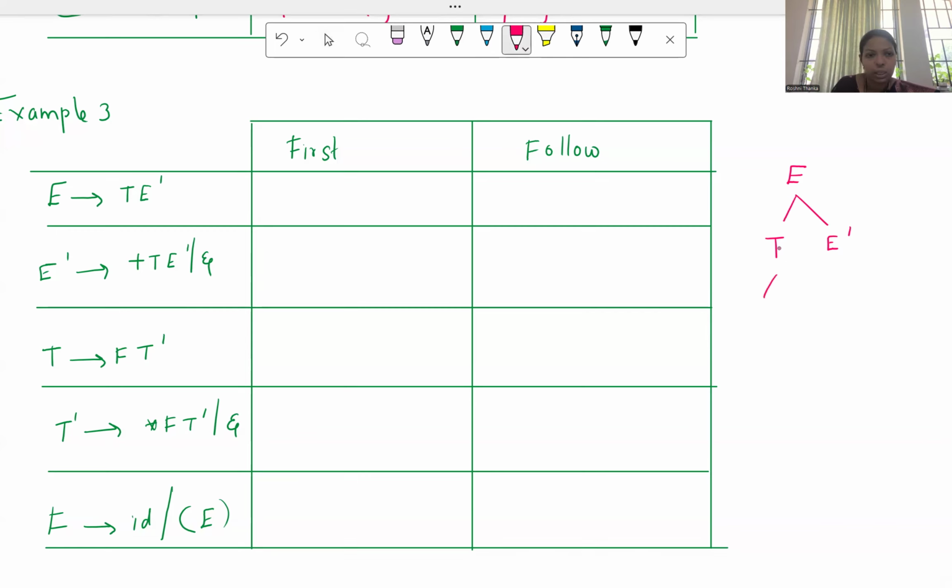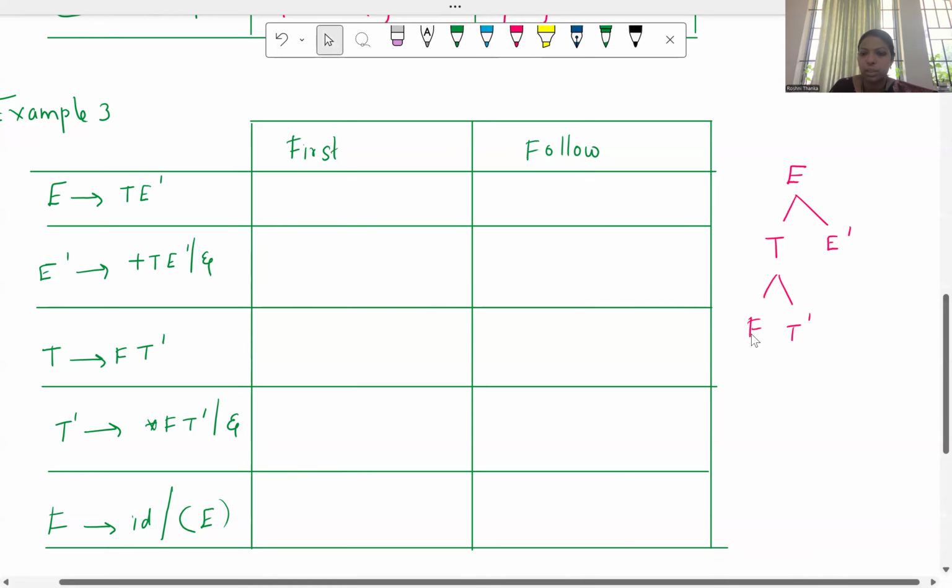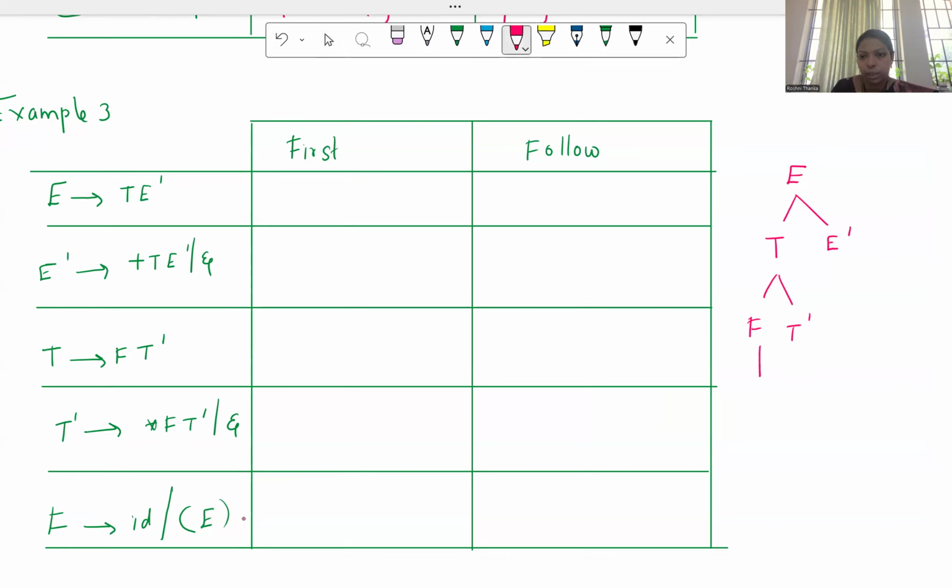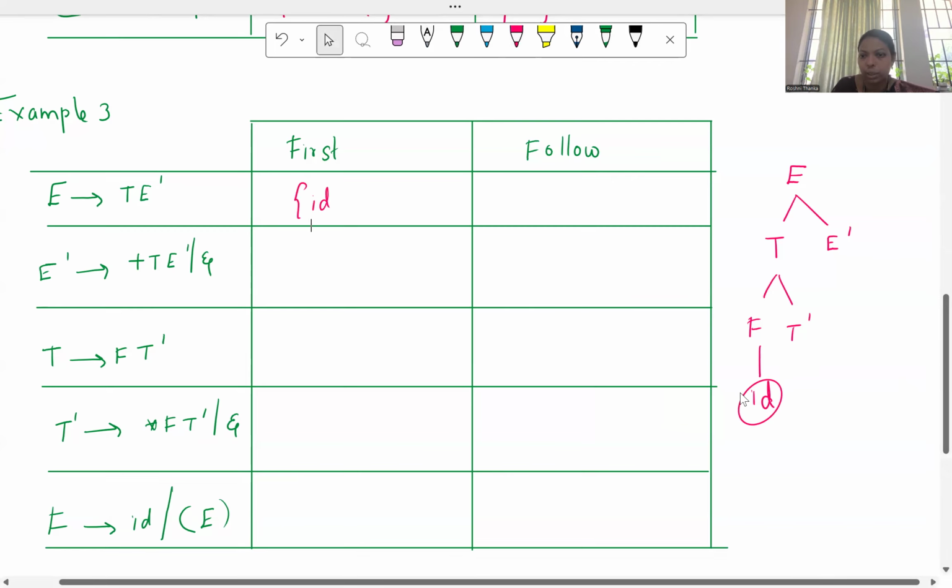What is T? T can be this one. So T can be F and T dash. Even you can do it in your mind, and also you can derive. For you to understand, I am deriving. So again, the first symbol is F. It is a non-terminal. Again, I have to derive it. So from E, come to F. F has two choices. Either this production or this production. So when I take the first production, F can be derived as id. So it's a terminal. So one, we got it. So first of E: when I derive, I came here and got a terminal as the first. Either it can be id.